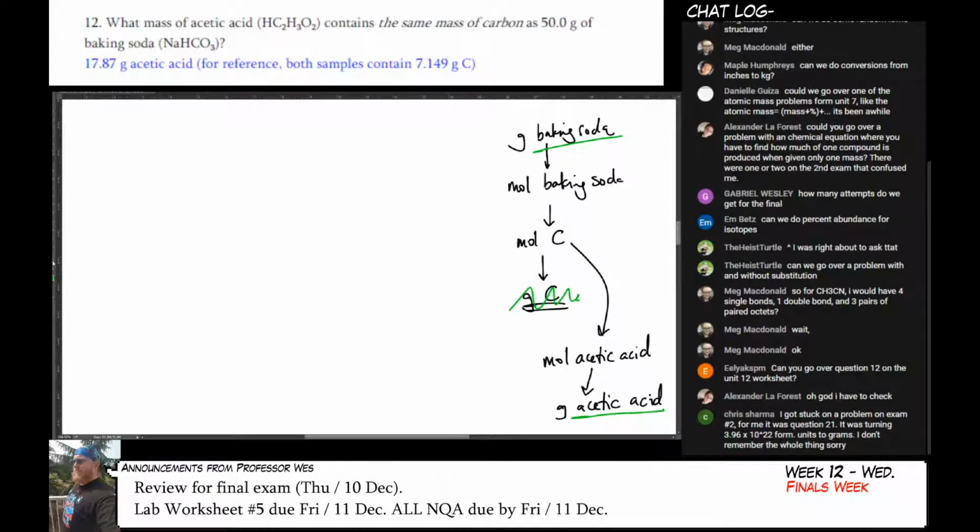So let's do that calculation. So we start with 50 grams of baking soda, which is... Oh, shoot, it's NaHCO3. I was going to say Na2CO3, but that is baking powder. Okay. We're going to turn grams into moles here. So grams to moles.